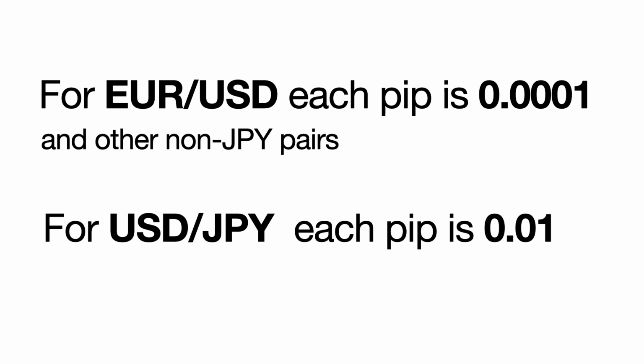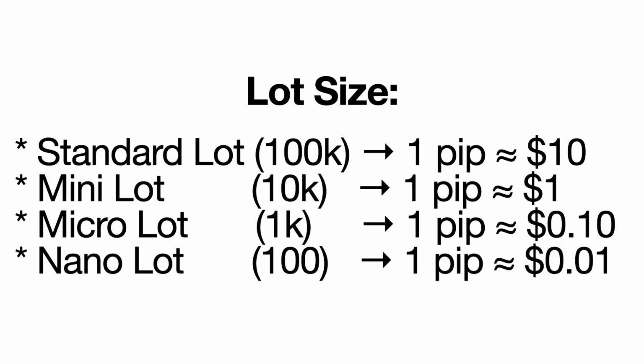The value of a pip depends on your lot size. So in a standard lot of 100K, one pip is valued at $10, while in a mini lot of 10K, one pip is valued at $1. In a micro lot of 1K, one pip is worth about 10 cents. And in a nano lot of 100, one pip is worth 1 penny.